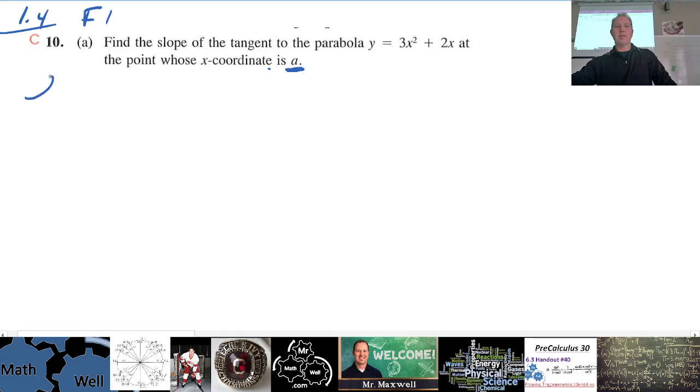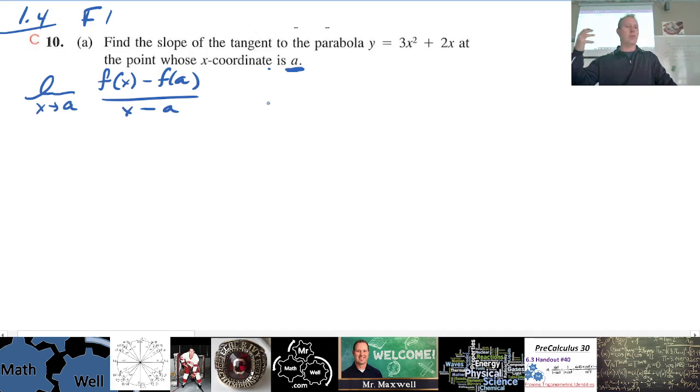So formula 1 says this: the limit as x approaches a of f of x minus f of a all over x minus a. Now, because we have no numbers, we're not going to be able to simplify expressions or evaluate into numbers. So this might get a little bit longer. I'm not really sure, but let's see what we can do here.